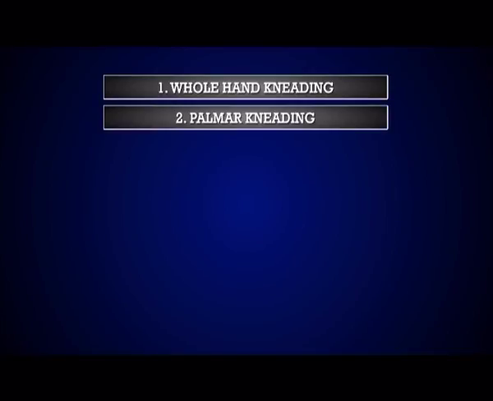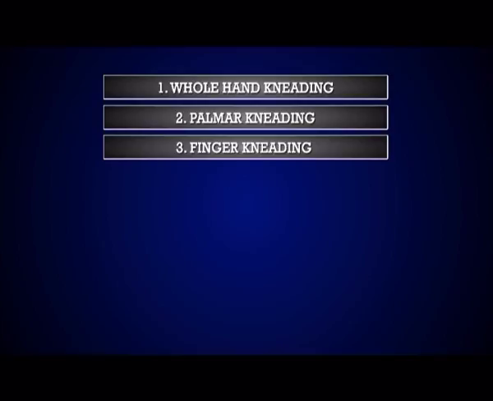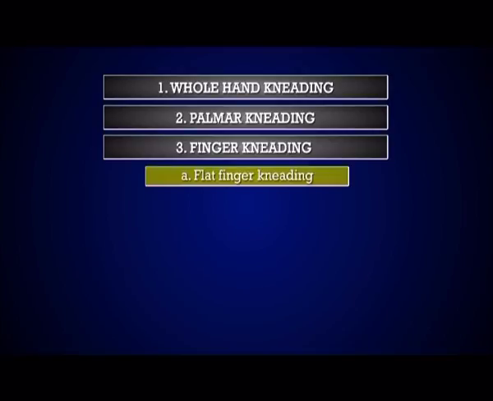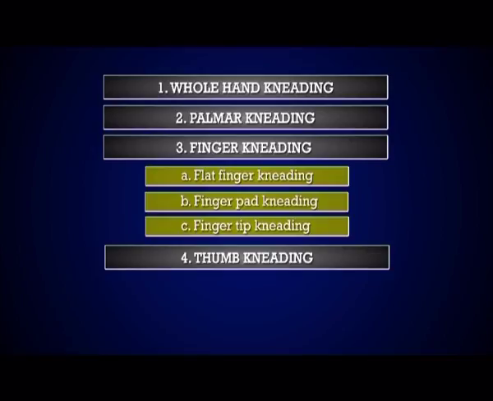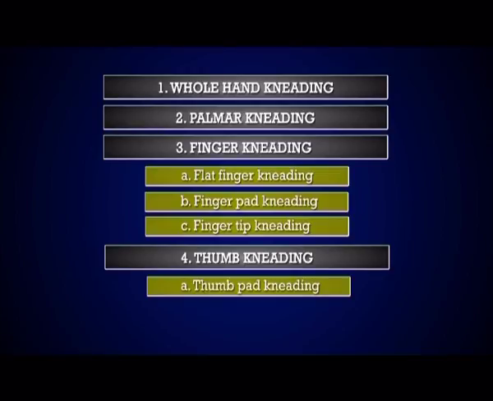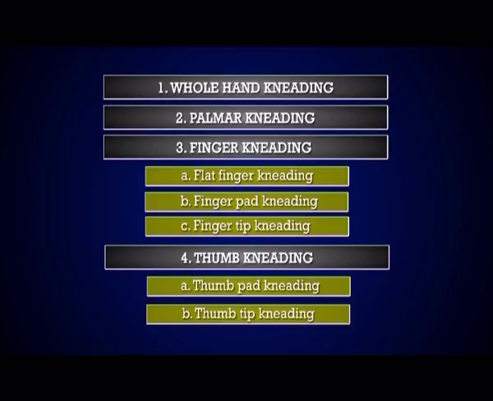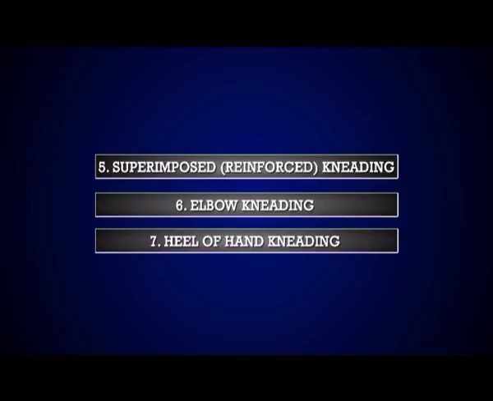Number 1, whole hand kneading. Number 2, palmar kneading. Number 3, finger kneading. In finger kneading, we have 3 subdivisions: A, flat finger kneading; B, finger pad kneading; C, fingertip kneading. And number 4, thumb kneading. In this, we have subdivisions: A, thumb pad kneading; B, thumb tip kneading. And number 5 is superimposed or reinforced kneading. Number 6, elbow kneading. Number 7, heel of hand kneading.